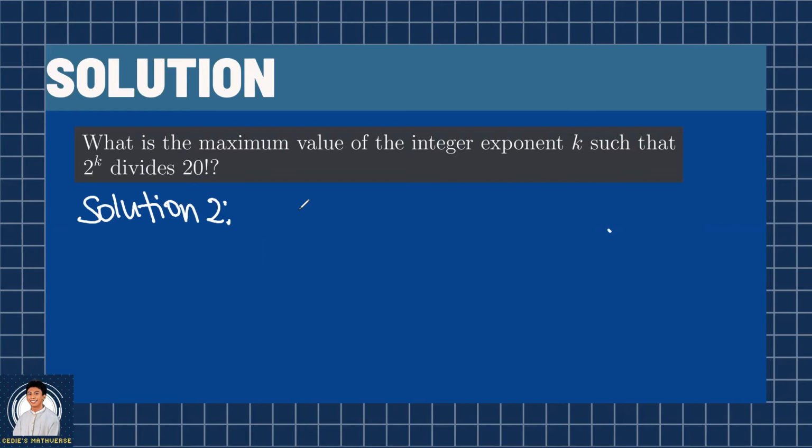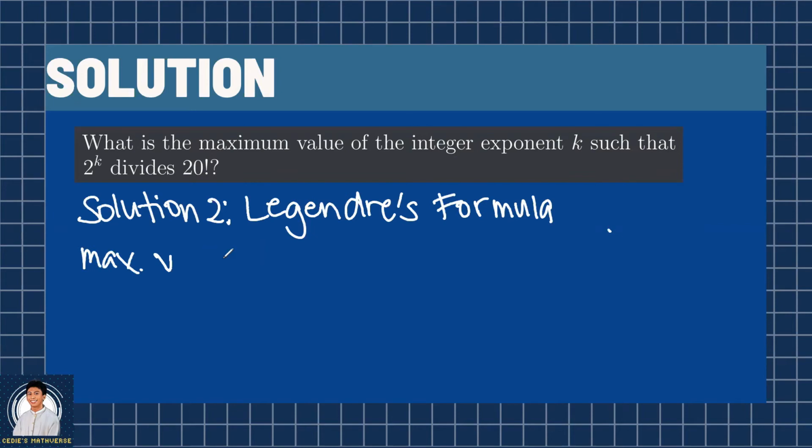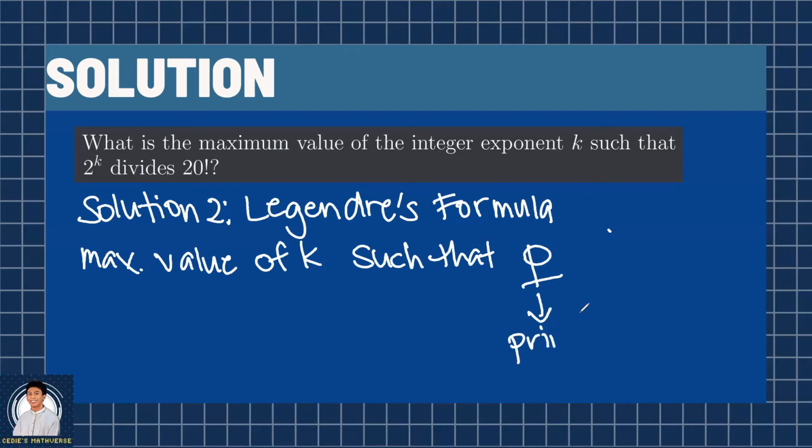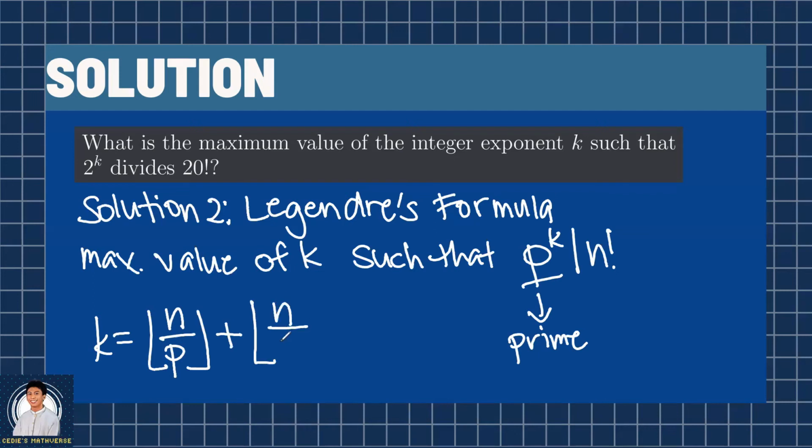Solution 2 uses the well-known Legendre's formula, wherein it states that the maximum value of k such that p, wherein p is a prime number, raised to k divides n factorial is equal to k equals the floor of n divided by p plus the floor of n over p squared plus the floor of n over p cubed, and so on.